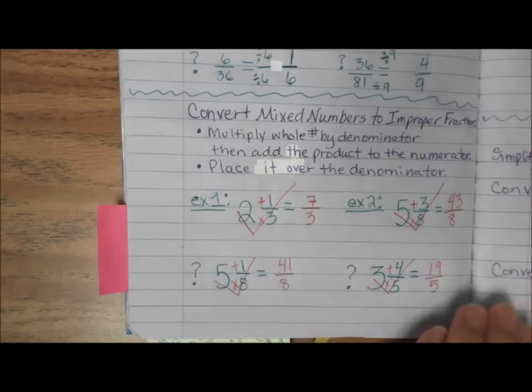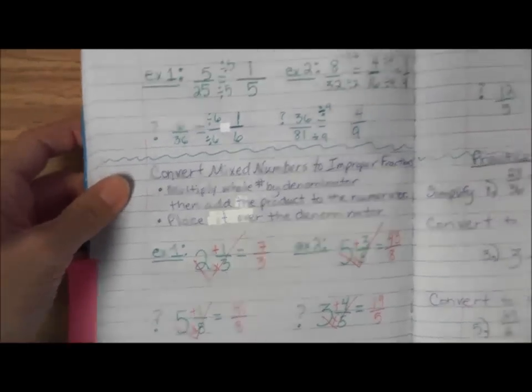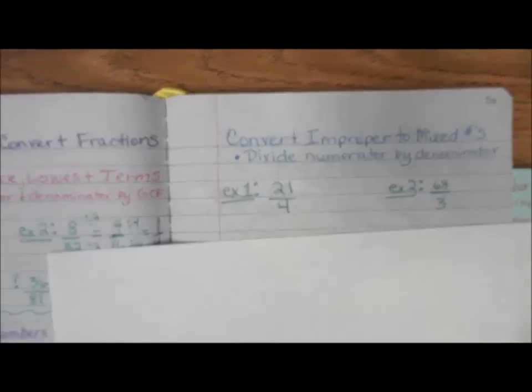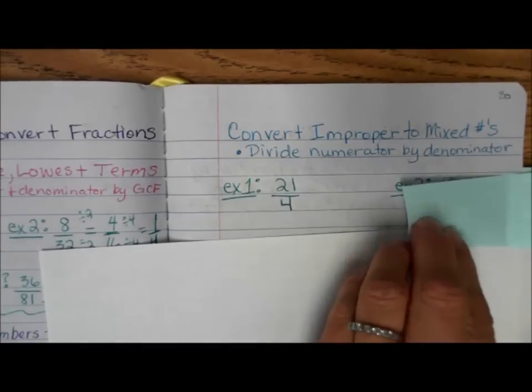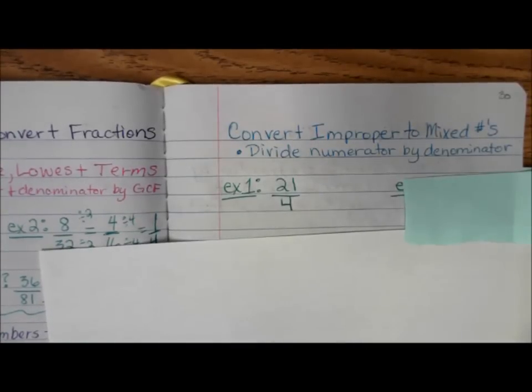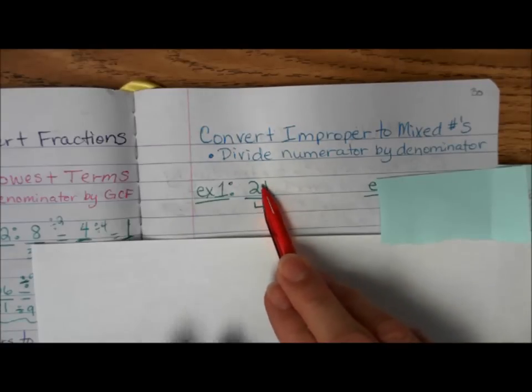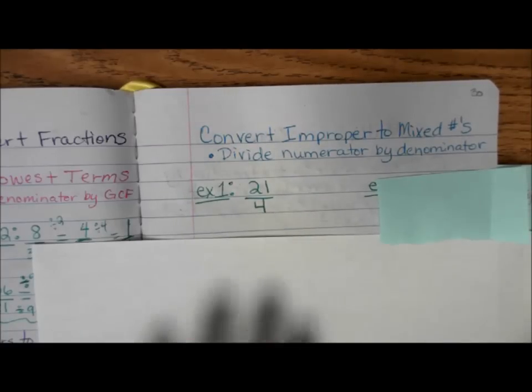Now we're going to go from improper fractions to mixed numbers. And the way you're going to do that is you're going to divide your numerator by your denominator. Okay, and we've talked about this before, top in, bottom out. That top number is your dividend, it goes inside, and the bottom number goes outside. Okay, so go ahead and push pause, copy that down.